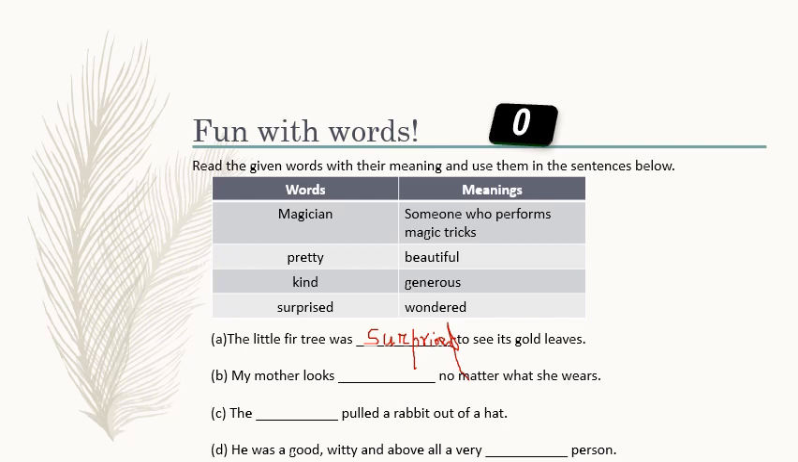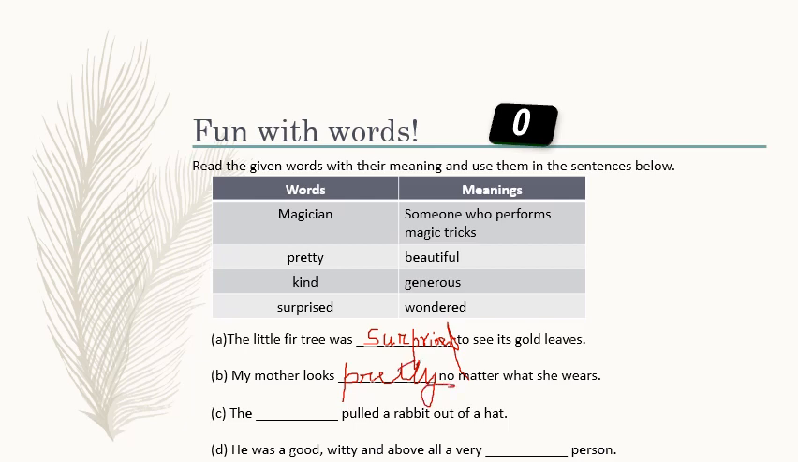My mother looks dash no matter what she wears. My mother looks, what does she look? No matter whatever my mother wears, she always looks pretty. Very good. She always looks pretty.